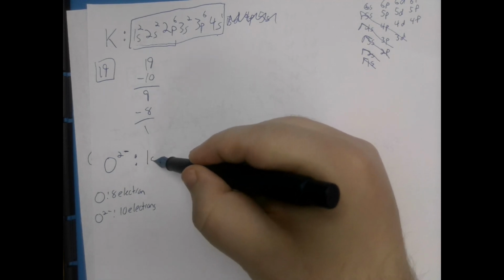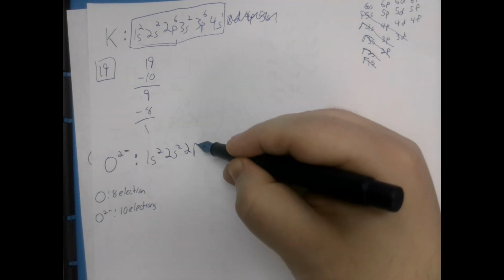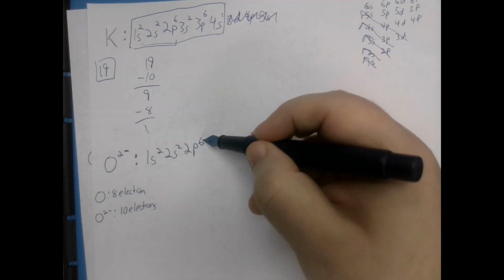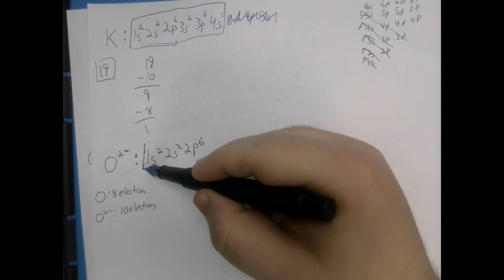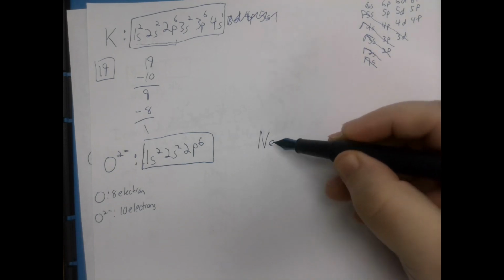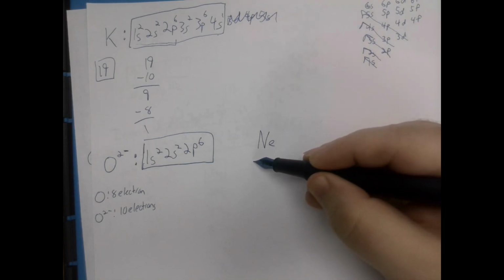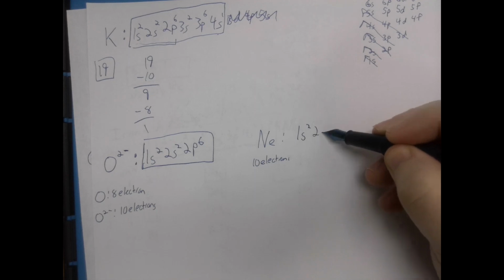So we do the same thing. 1s2, 2s2, and 2p6. 1, 2, 3, 4, and 4 plus 6 is 10. So, and last step, oh no, that's it. So this is the electron configuration for O2 negative. Which, if we look at neon, neon by itself has 10 electrons. And this is also the same configuration as neon.